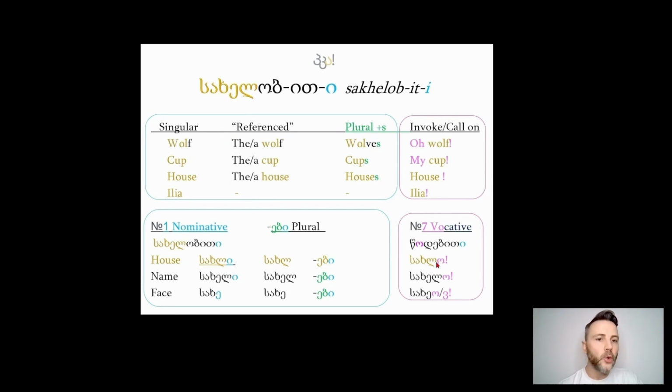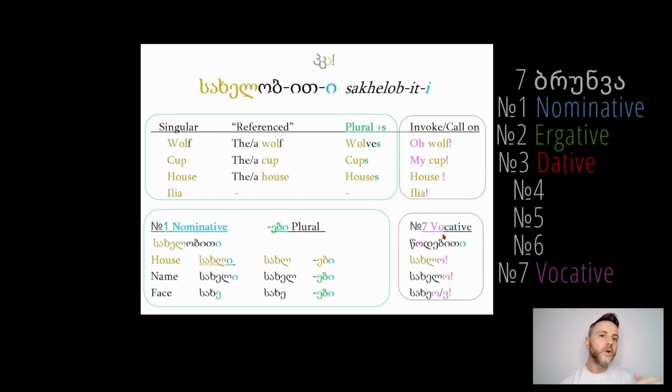And add an O if it's not necessarily part of a sentence, but it is the direct thing I'm talking to, almost as if that house can look at me. Okay? And that is indeed the seventh bruvna. We will look at the seventh bruvna in more detail, but comparing the first bruvna with the seventh bruvna, we can see two different functions.